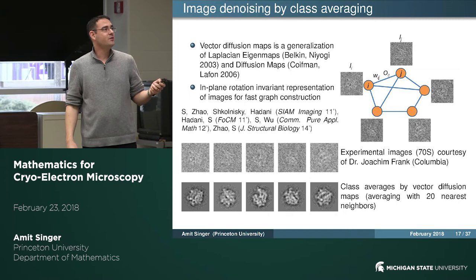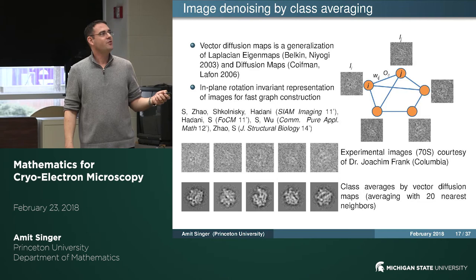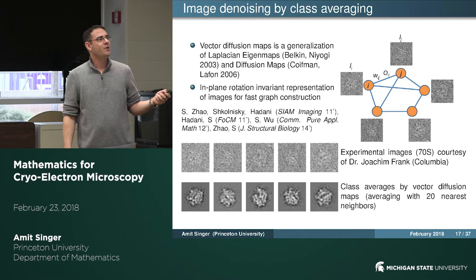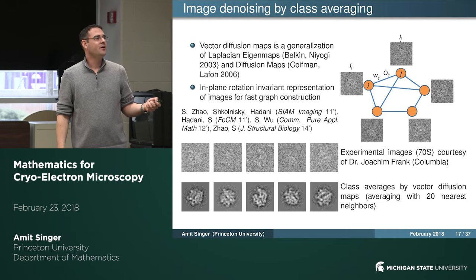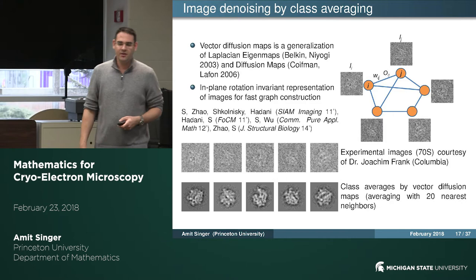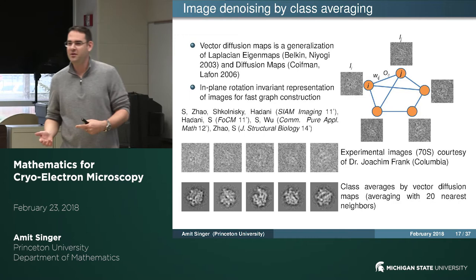And here is an example of how averaging can really boost the SNR. This is a set of experimental images provided by Joachim Frank from Columbia, and these are the class averages corresponding to those images. Here I'd like to show that indeed this very simple pipeline of boosting the SNR and then using a sophisticated combinatorial approach can actually work. It's not just a mathematical curiosity.